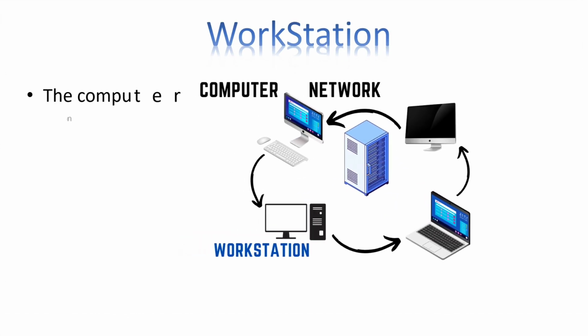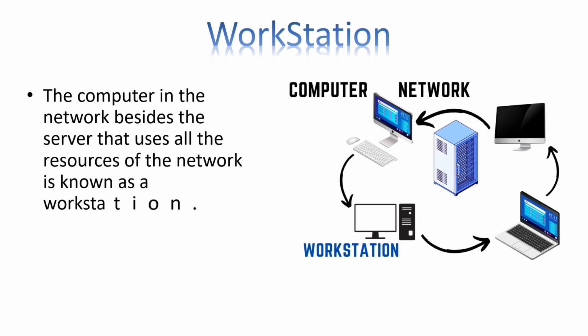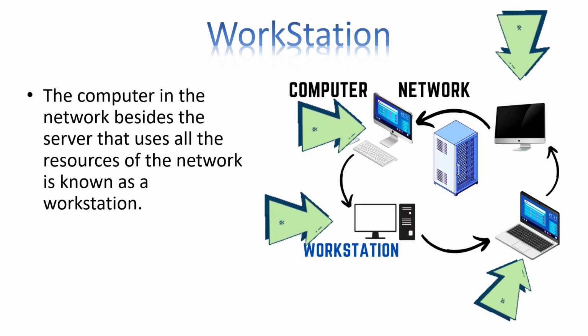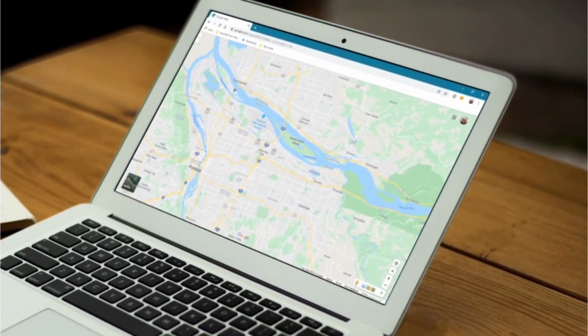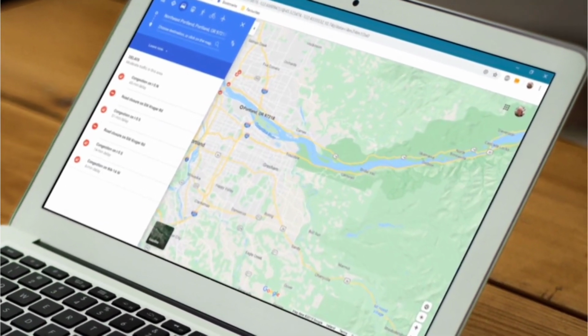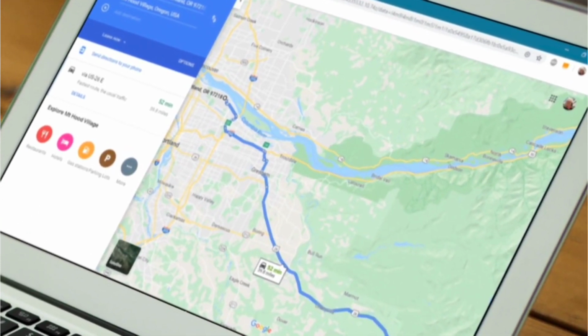And the next important component of network is the workstation. Actually, workstation is the computer in the network that uses the resources of the network. Besides server, all the other computers in the network are workstations. For example, if we are connected to a network and we are searching anything or requesting informations, then our computer is the workstation and the computer that provides the requested information is the server.